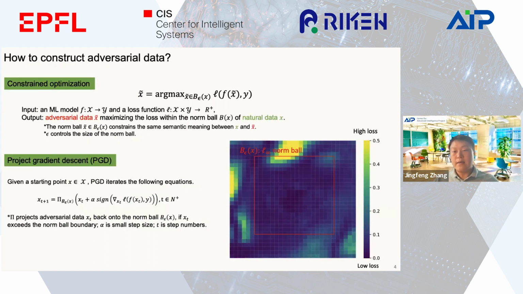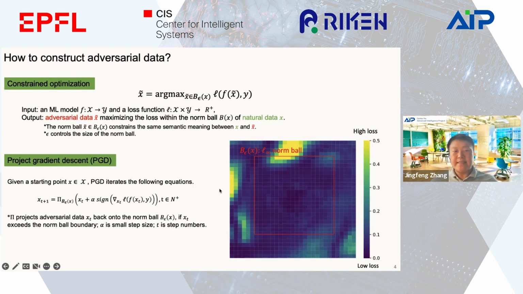How to construct the adversarial data? We basically solve a constrained optimization problem. Given a machine learning model and its loss function, we output an adversarial data, maximizing the loss within the null-ball constraint. The null-ball constrains the same semantic meaning between adversarial data and its natural data. The epsilon controls the size of the null-ball.